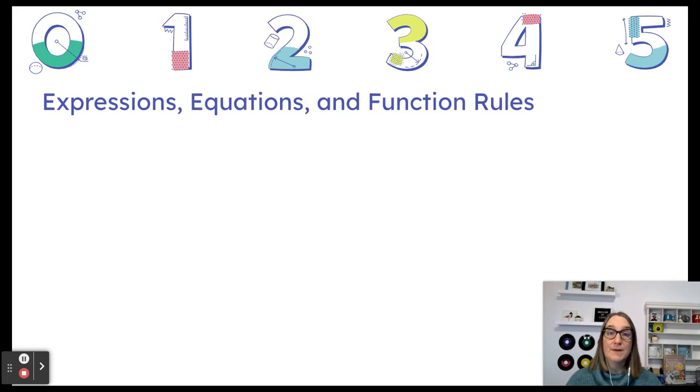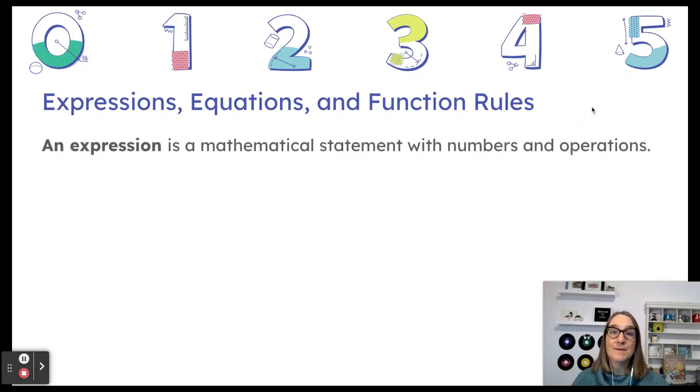Alrighty, when we write out the pattern rule this way, 5n plus 3, we call it an expression. Now, an expression is a mathematical statement with numbers and operations. And I usually think of expressions as kind of being part of an equation, but without the equals part. So in this case, our pattern rule, multiply the input by 5, then add 3, can be written as the expression 5n plus 3.